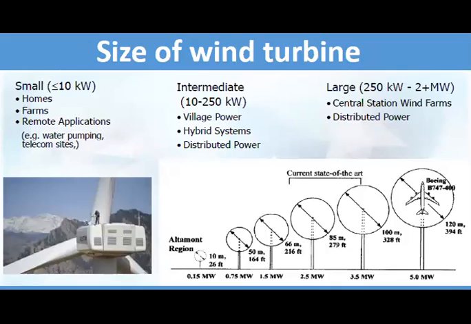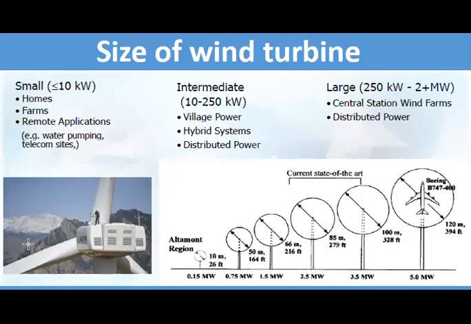And next, coming to the size of the wind turbine. A wind turbine that delivers energy of less than 10 kilowatts is said to be small. It can be used at homes, farms, and remote applications, for example, water pumping and telecom sites.